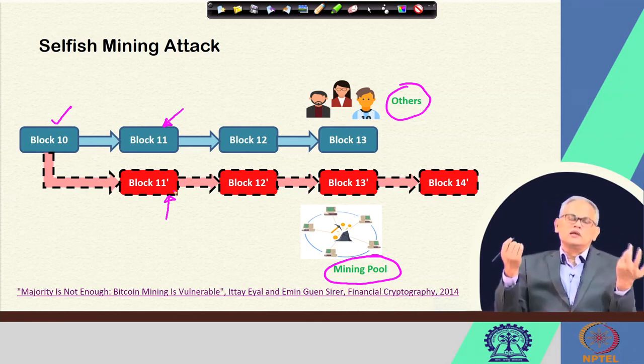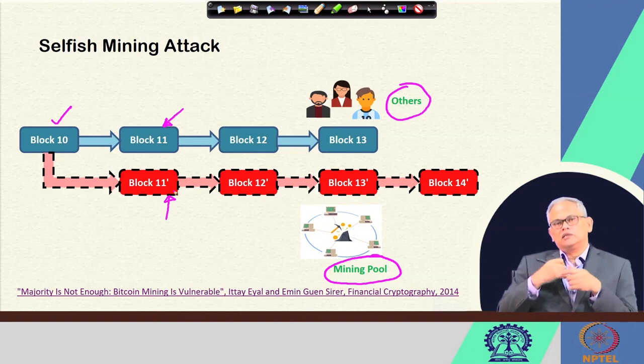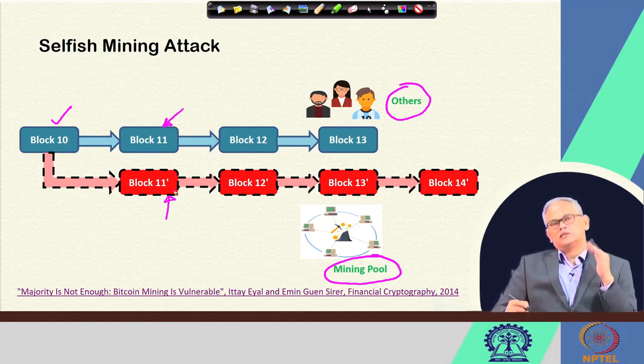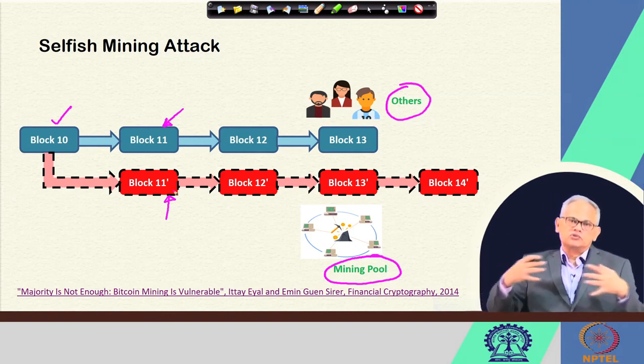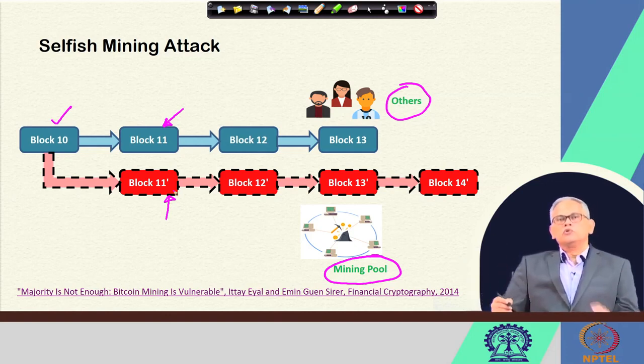You can think about it like this: say the latest block in the blockchain was block number 10, and you started mining. You have some computing power, you got some transactions and you started generating a block, and suppose you got block number 11. So, what are your options? You have two options.